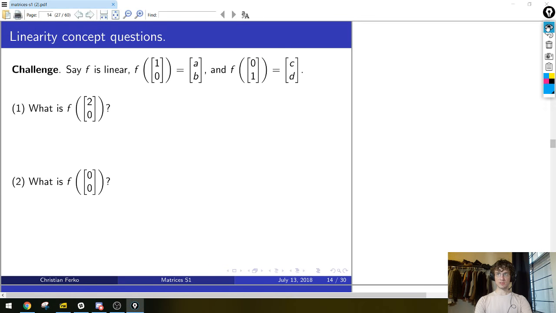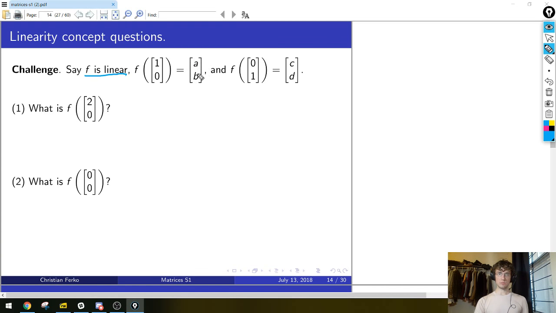So now let's use that. It's kind of like a puzzle to figure out other outputs given some outputs. So we assume f is linear, so we can use those 2 rules. And I'll tell you 2 pieces of data. If I apply f to (1, 0), then I get this vector (a, b). It doesn't matter what a and b are.